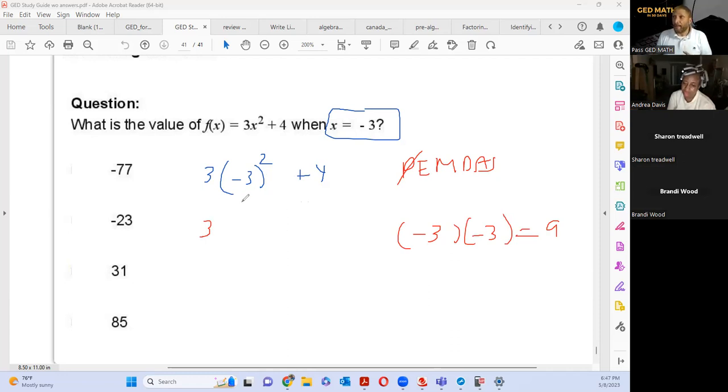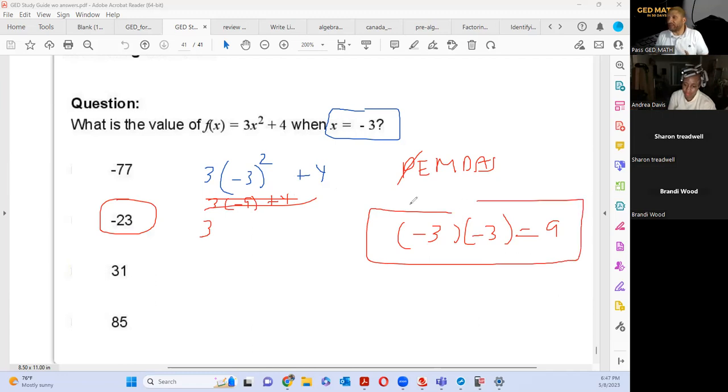So this is why most people do 3 times -9 plus 4. Well, -27 plus 4 is -23. That's why that answer is there, to throw you off. That is wrong. -3 squared is -3 times -3, which is 9. Multiplication comes next. 3 times 9 is 27. 27 plus 4 is 31. Yep, this is the right answer.